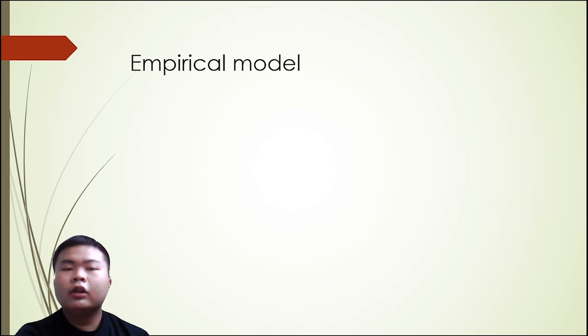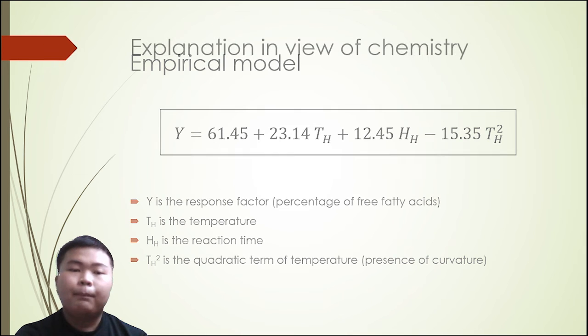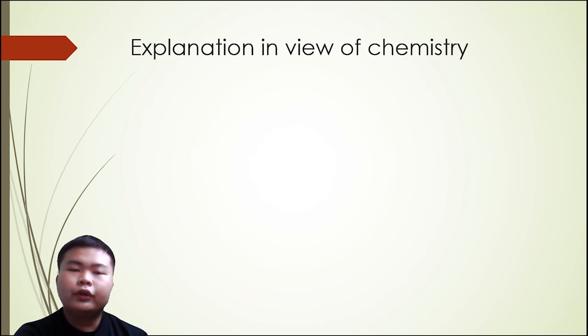Based on the statistical analysis of the results, an empirical model can be constructed to describe the variation in the free fatty acid concentration as a function of temperature, time, and the temperature quadratic term. The last term is representative of the presence of curvature in the model, and this was actually confirmed with the curvature test. Based on the analysis, temperature is a crucial factor to the yield of the hydrolysis reaction, and this situation can also be explained by using chemistry theory as well.